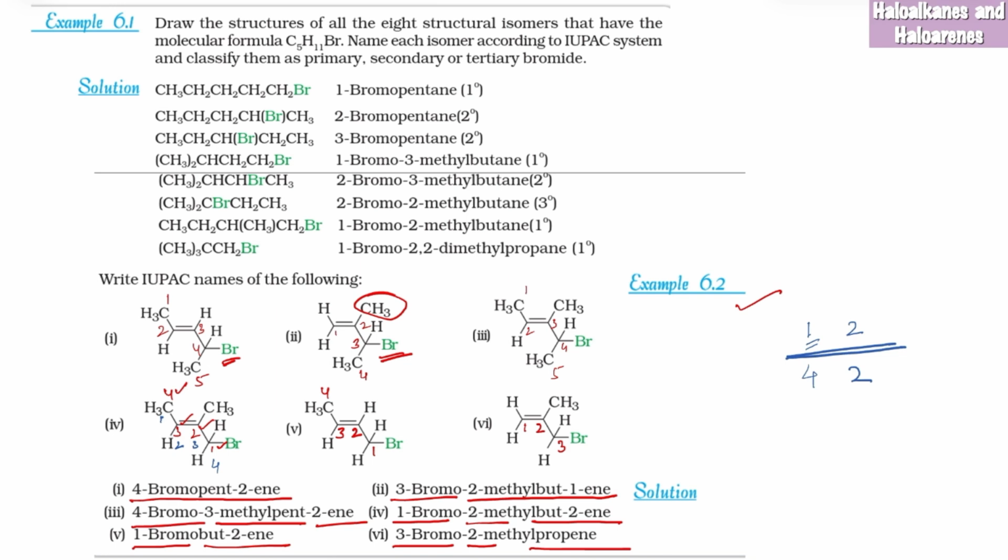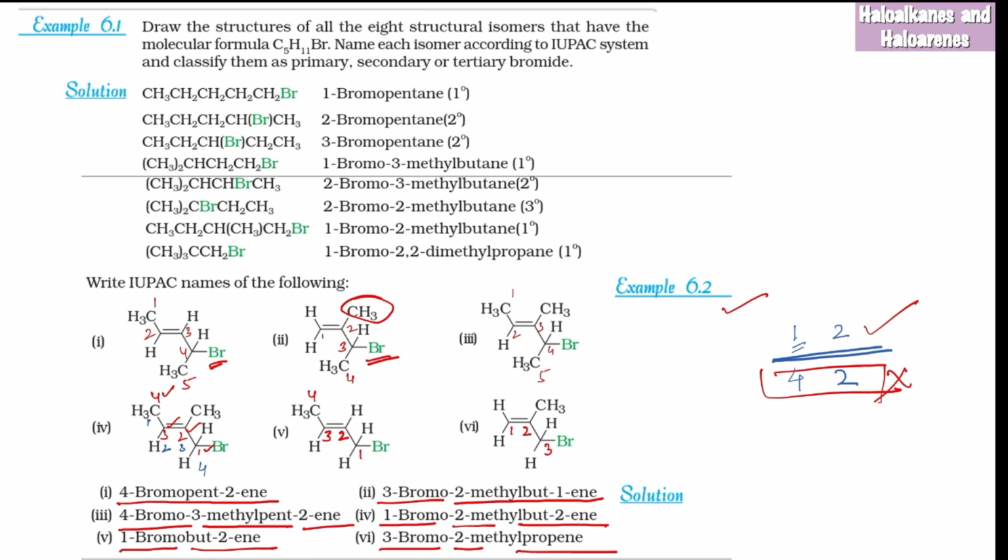In example 4, the combination 1 and 2 is correct and the combination 4 and 2 is wrong. Point to be noted, propene consists of only 3 carbon chain. So the doubly bonded carbon will always have the lowest locator number as 1. The two carbons between which double bond exists is carbon number 1 and carbon number 2.